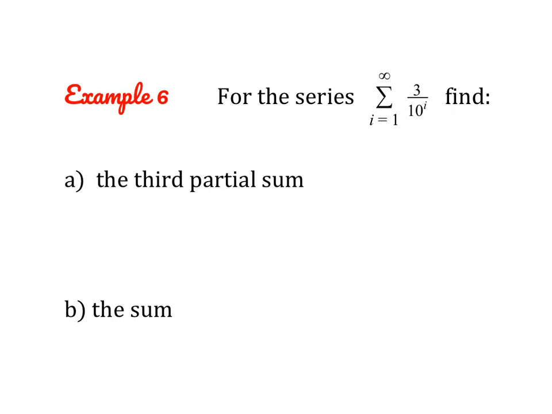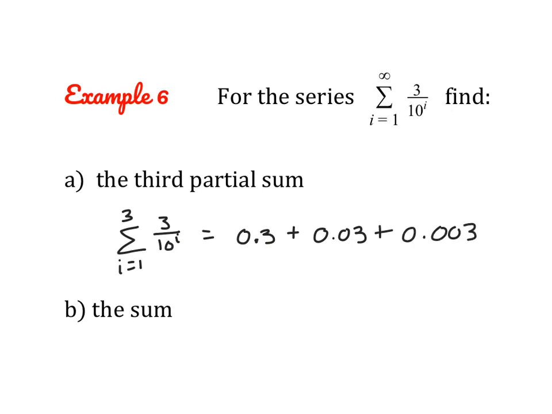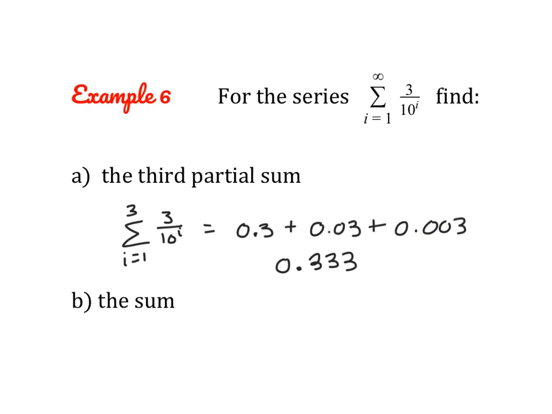So let's look at this summation problem. Here we have an infinite series, and here's what our sequence is. The first thing they ask is to find the third partial sum. So they're asking us essentially to find a finite series from term 1 to term 3. We can find this by listing out our terms. 3 over 10 to the first power is just 3/10, so we could say 0.3. 3 over 10 squared is 3/100, so we could say 0.03. And then we have 3/1,000, so 0.003. If you add those up, it's just 0.333, which might look a little bit familiar to you.